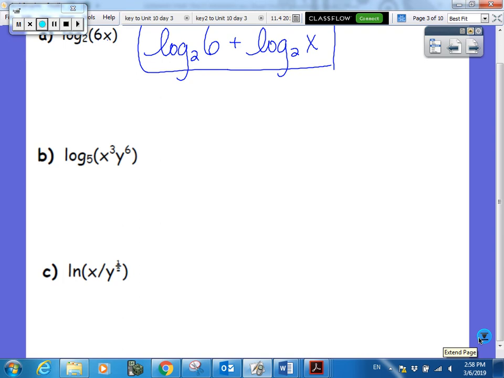Now, this one I'm going to do in 2 steps. Some of you might be able to do it in 1 if you're good at laws. You can do it all in 1 step, but if not, break it up into 2 steps.